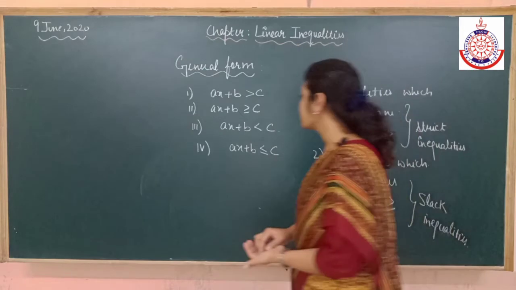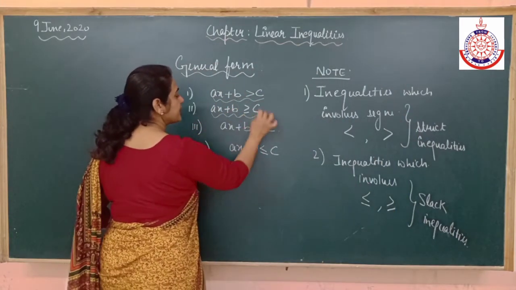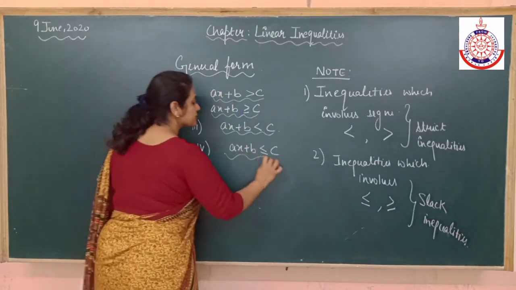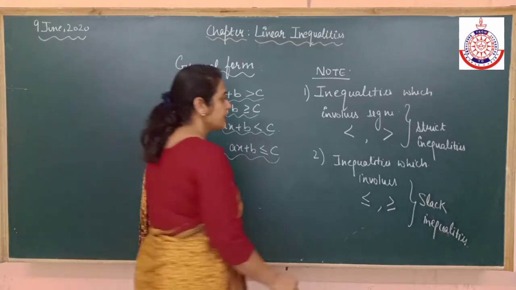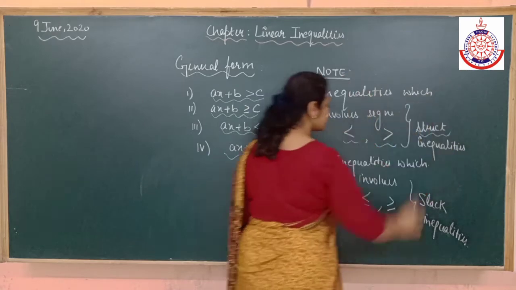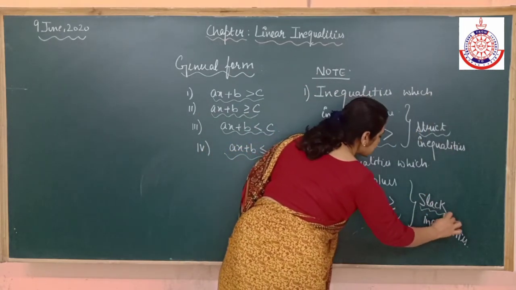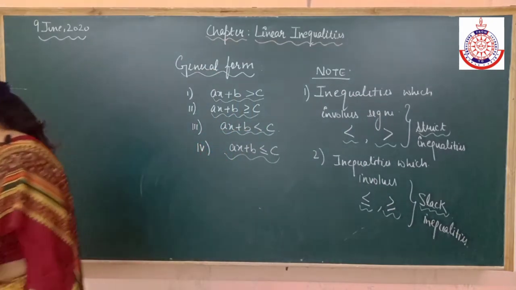So these are the general forms. First of all, ax plus b greater than c, ax plus b greater than or equal to c, ax plus b less than c, ax plus b less than or equal to c. The inequalities which involve these two signs are called strict inequalities, and the inequalities which involve these signs are called slack inequalities. I hope it's clear up to here.